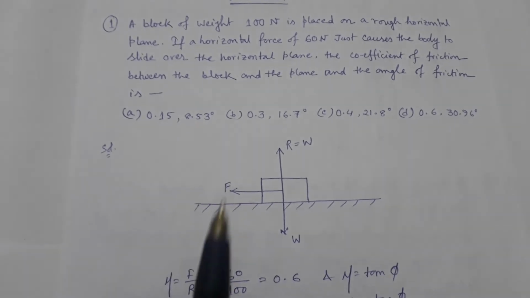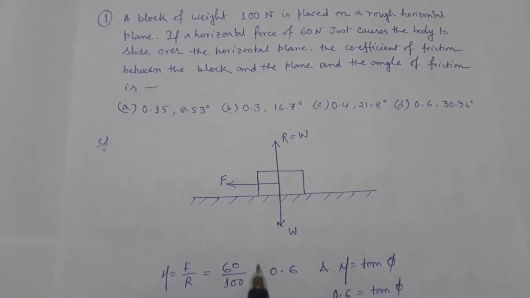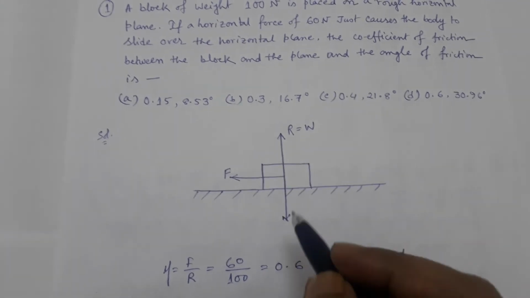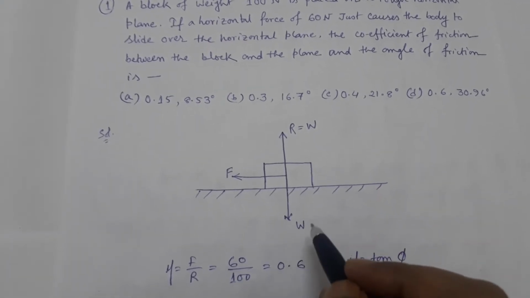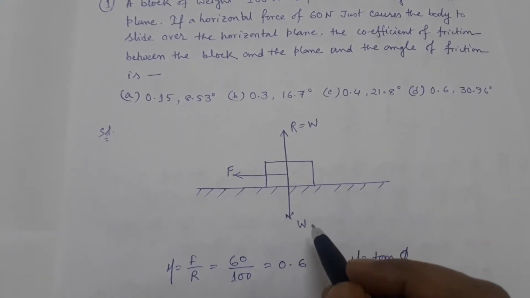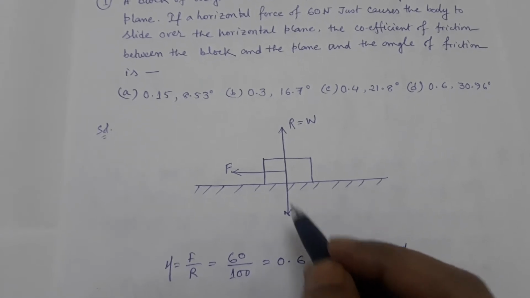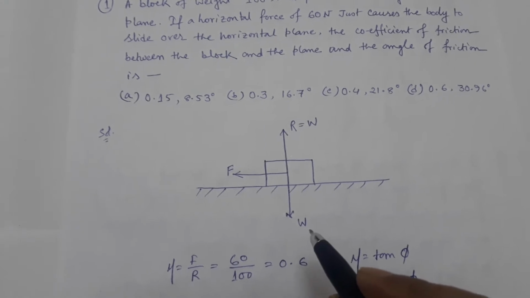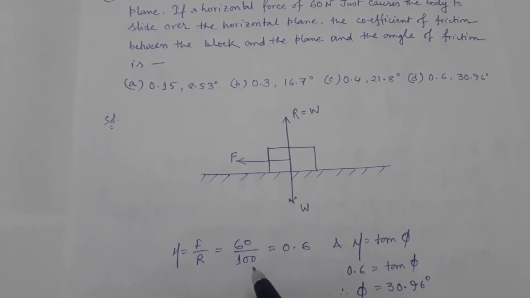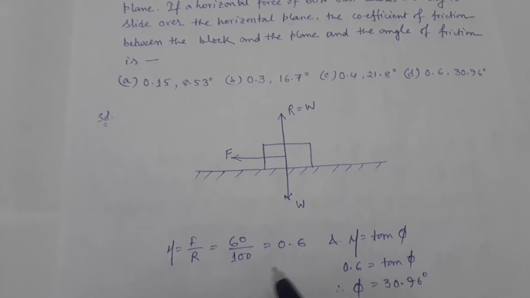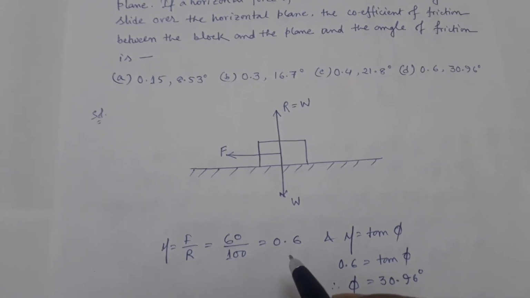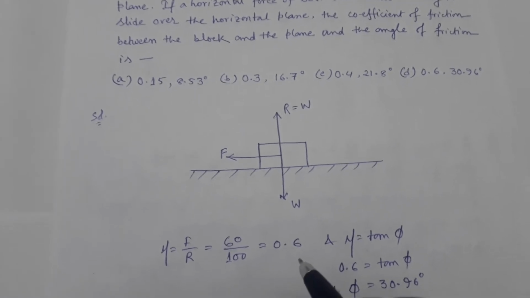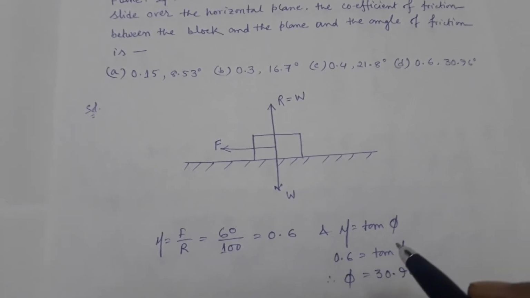What is R? This R is the normal reaction. The weight W is acting downwards, and it is equal to the normal reaction R. So the value of W is equal to the value of R, so R equals 100, so mu is 0.6. The coefficient of friction is 0.6. And now we have to find out the angle of friction, that means phi.